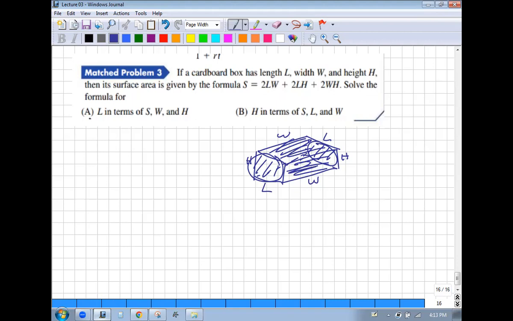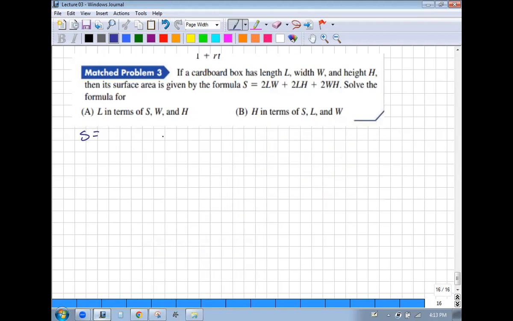Solve the formula. Solve for L in terms of the other. So, right, L is showing up at two different places here. So let's start off with surface. Let's get rid of this. Surface equals 2LW, 2LH, 2WH. All right.